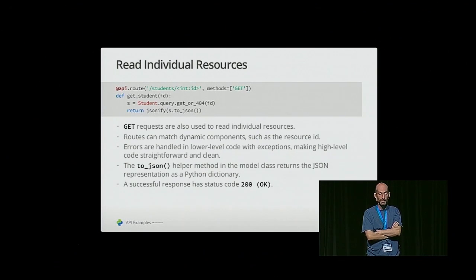So if s gets assigned, that means that the student exists and it's known. And then in the next line, I tell the student, which is one of my database models, to convert itself to JSON, and that returns a Python dictionary, which then gets JSONified. And now the client has the student.